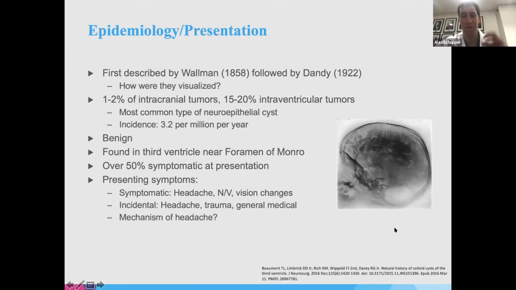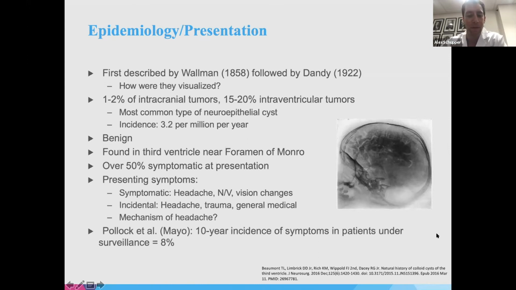So it's a tough question. It actually creates a transient ball valve effect. So think about the cyst as being at the foramen, and as CSF flows, it can create this transient ball valve effect that causes a transient obstruction, which becomes symptomatic and causes headaches. And then Pollock, a study out of Mayo, showed that the incidence of symptoms in patients under surveillance is actually only 8%, so it's not very high.